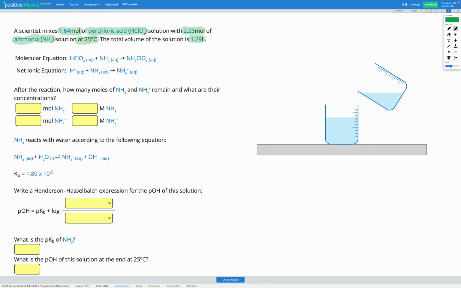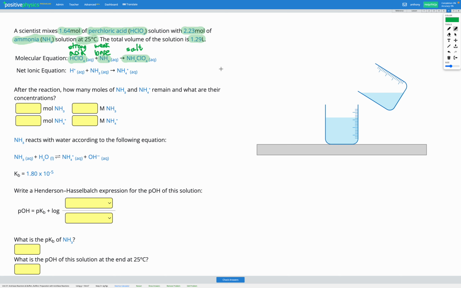So we can see here our molecular and ionic equations. HClO4 is a strong acid, meaning that it completely dissociates in water. NH3 is a weak base, meaning it only partially dissociates in water. And NH4ClO4, that is our salt that we produce. You can see that the ClO4 doesn't appear in our net ionic equation because that ion is the same before and after, because the strong acid is fully dissociated.